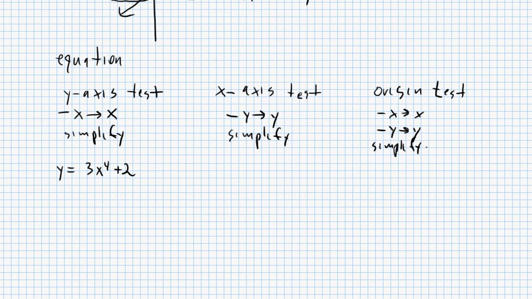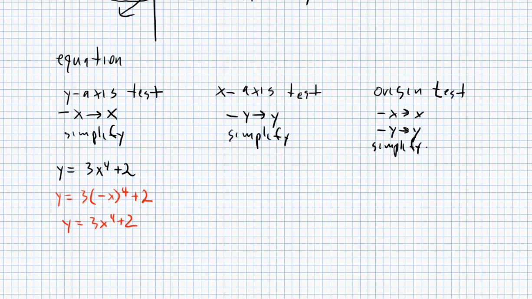And so we'll have y is equal to 3 times opposite x to the fourth power plus 2 times opposite x to the fourth power. Negative times negative times negative times negative, 4 times cancels out. So after simplification, we end up with, oh yes, the same equation as we started with. And so yes, that's an equation with x-axis symmetry. I mean with y-axis symmetry, sorry.